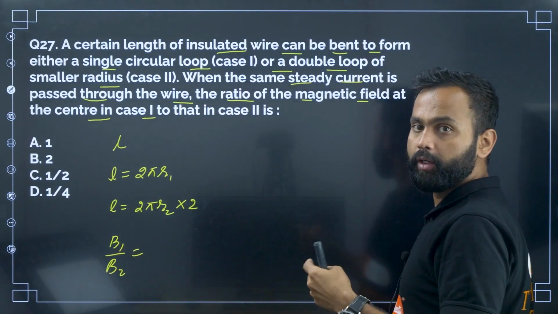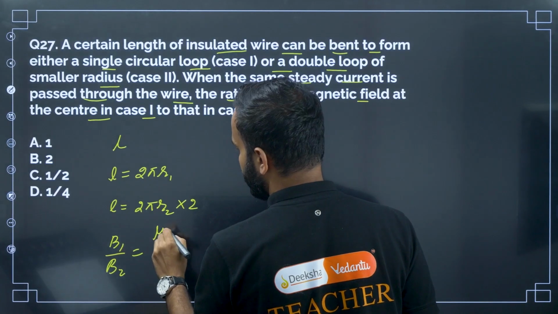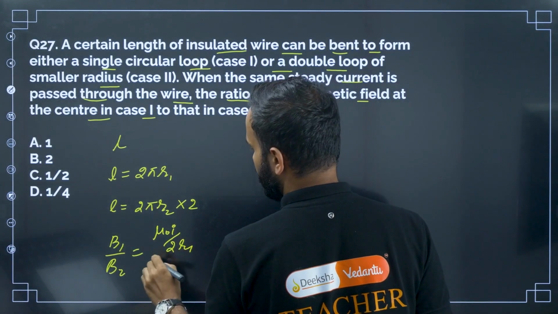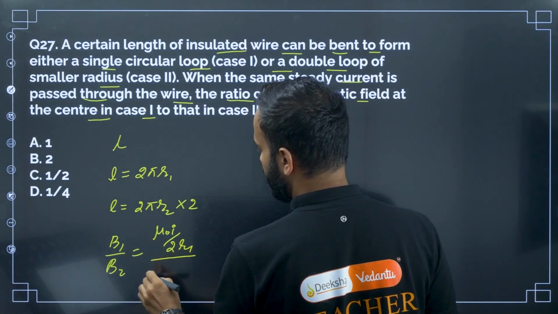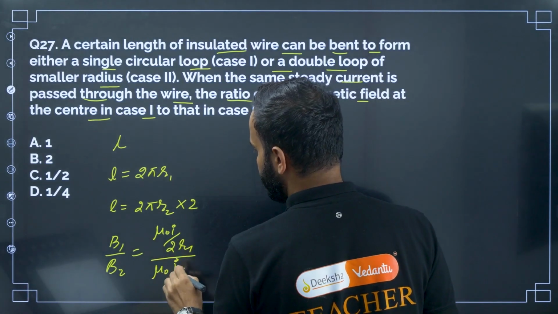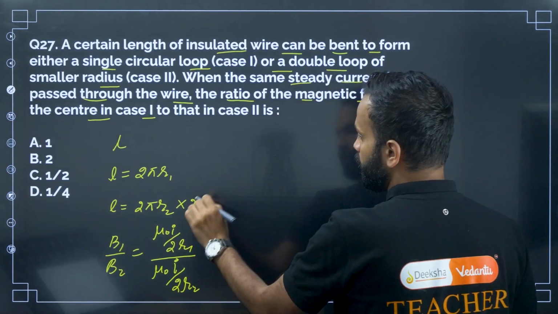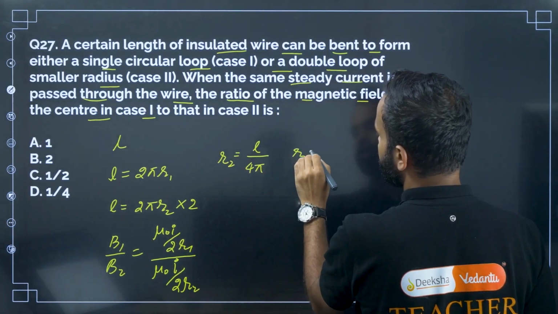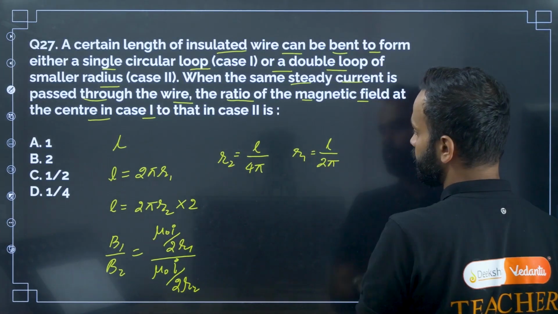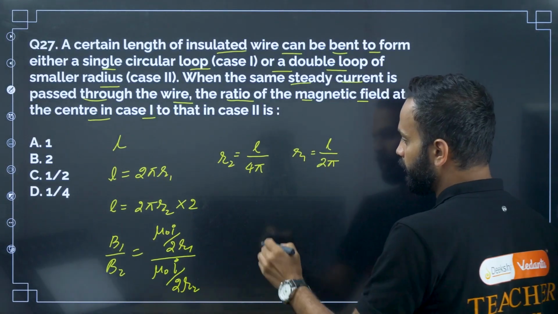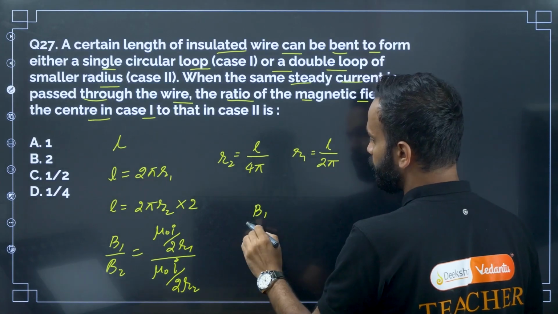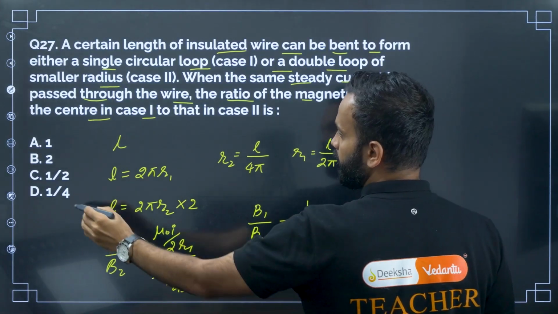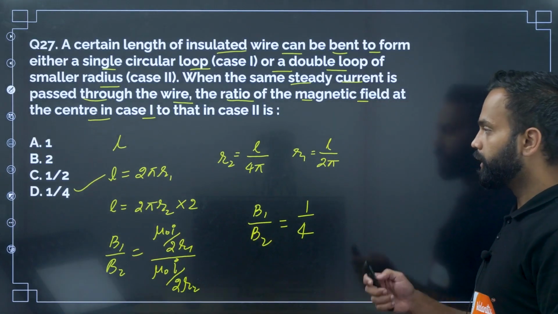The magnetic field due to a circular loop at its center is mu naught I divided by 2r. So here it is mu naught I divided by 2r1, whole divided by mu naught I divided by 2r2. What is r2? Here r2 is equal to L divided by 4 pi, and r1 is equal to L divided by 2 pi. Now substitute the expressions of r1 and r2, and you will get B1 by B2 equal to 1 divided by 4. The correct option is D.